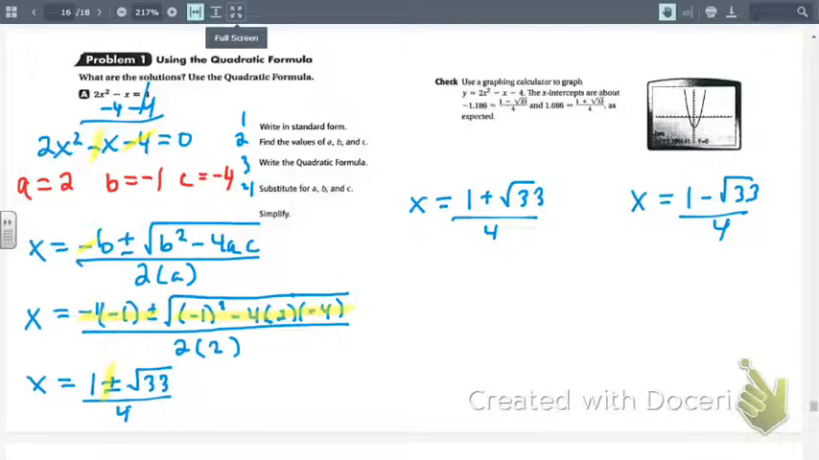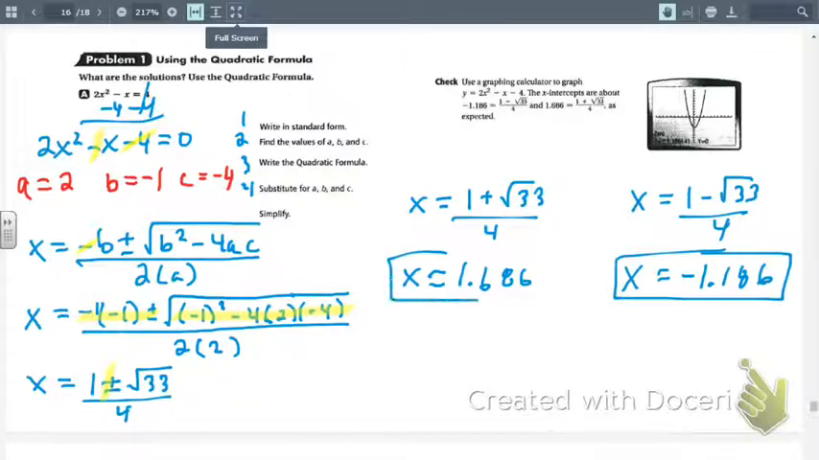Alright, and then the final step is to put it into the calculator. So I would put in 1 plus the square root of 33, hit enter, and then divide by 4, and you will get an answer that's approximately 1.686. And then over here I'd put in 1 minus the square root of 33, hit enter, and then divide that by 4, and you're going to get negative 1.186. So these are the two solutions.